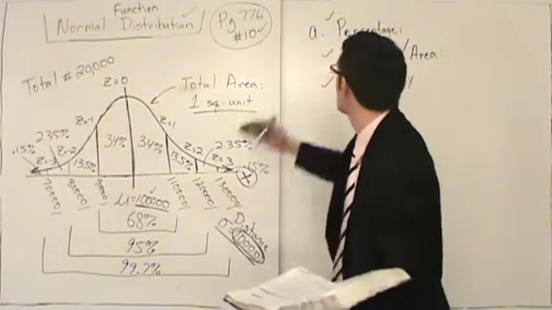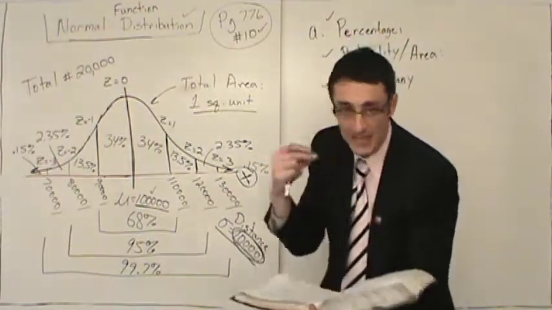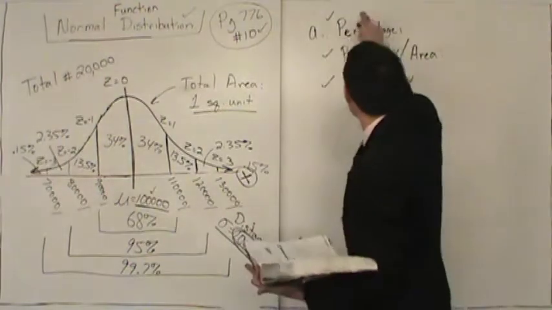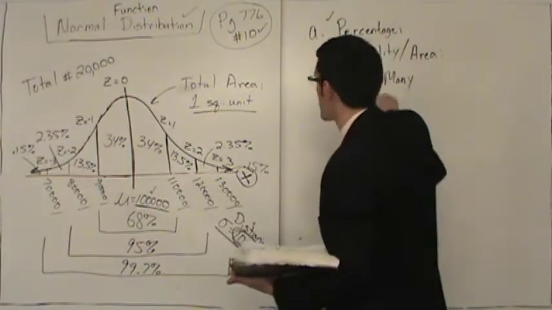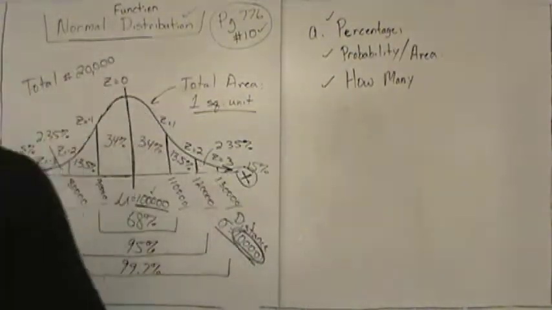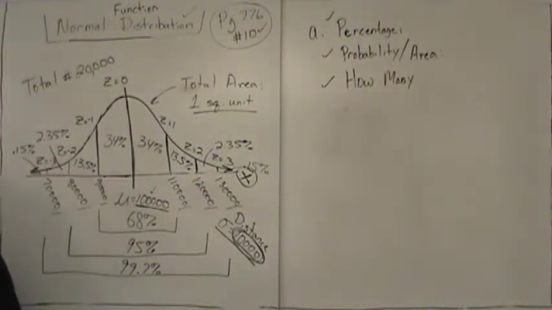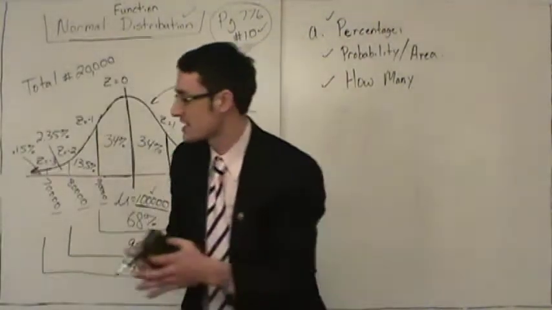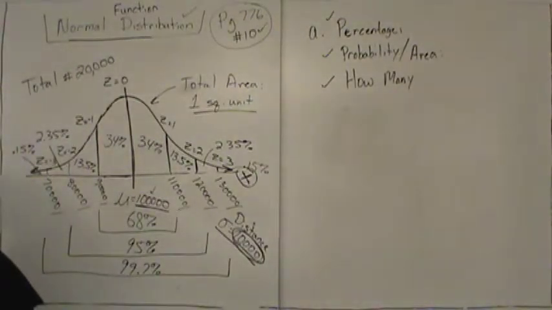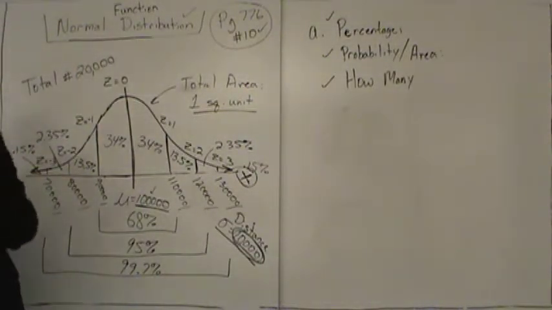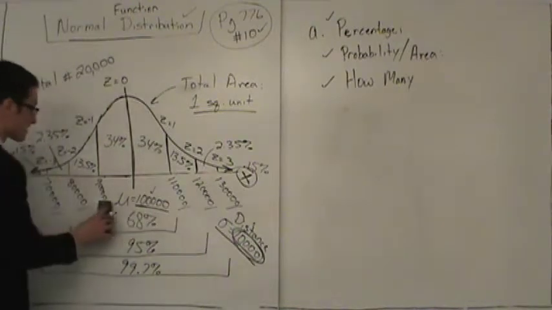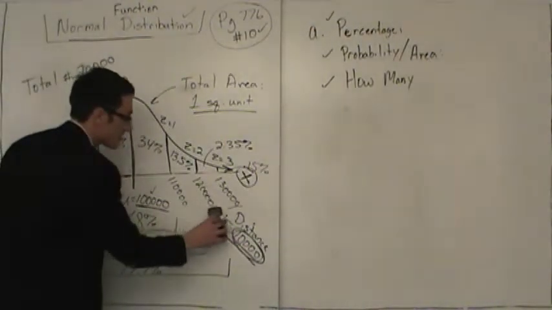If they ask you for how many, you're finding all 3. If they ask you for probability, you're finding what? All 3. Because all 3 of these are interrelated. Very simple. Watch. For the first question, we're concerned with where we are. It says between 90,000 and 110,000 miles.